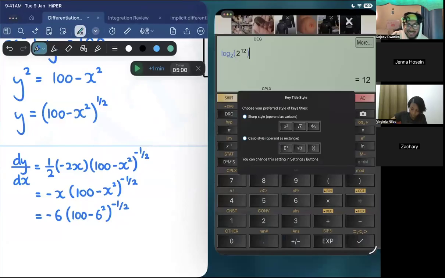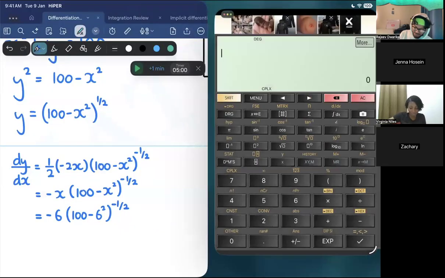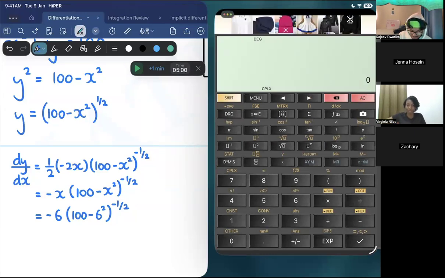Why would they even ask this? Look at what's on my computer screen. It says, choose your preferred style of key titles, Sharp style or Casio style. Why is that even a question? The answer is very obvious. Come on. Zachary, why is that even a question? I don't know, sir. That's crazy. That's illegal. That's not legal.